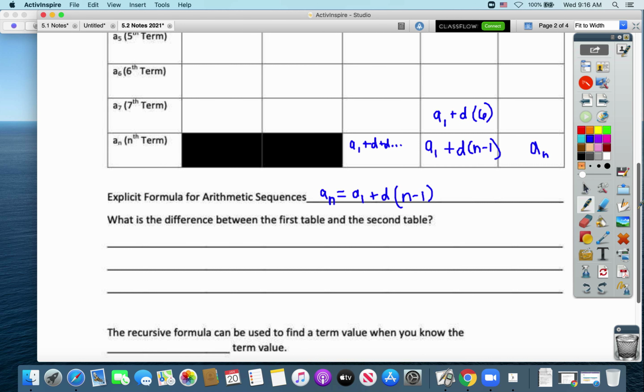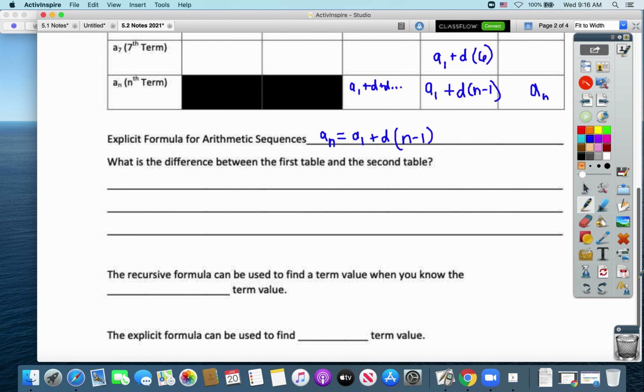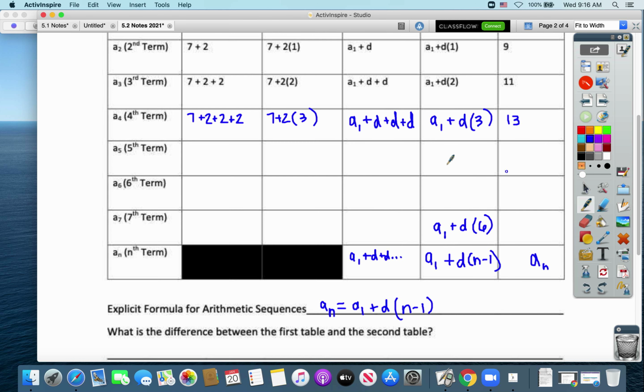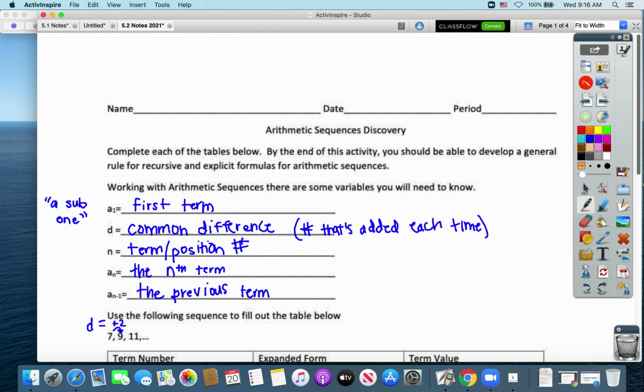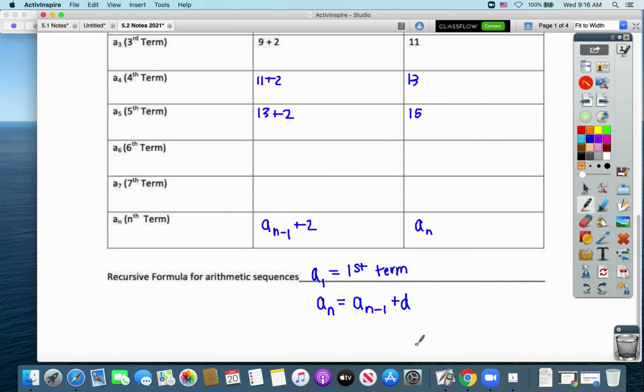Then it asks us what's the difference between the first table and the second table. So we have these 2 different types of rules. They're slightly different, and they're different in the way that we would use them also. So if we look at this one, we just need to know the first term and the common difference, and if we know those 2 things, we can find the term value. This one requires us to know the previous term. So we have to know the first term, the common difference, and the previous term.